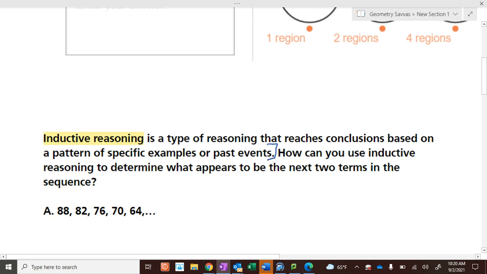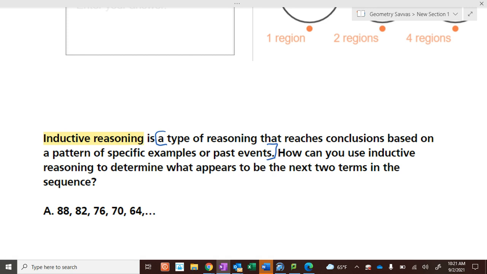Write down from there until there. Inductive reasoning is a type of reasoning that reaches conclusions based on a pattern of specific examples or past events. Thomas took the pattern that he saw and made a conjecture, which we'll talk about in a second, a guess on what the answer would be.